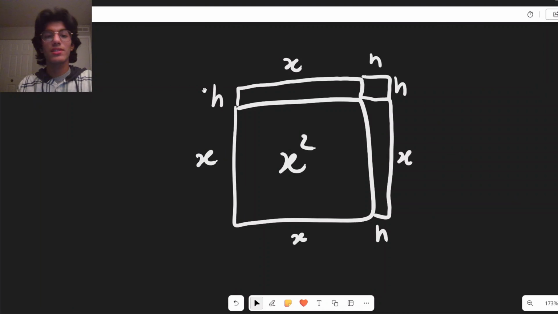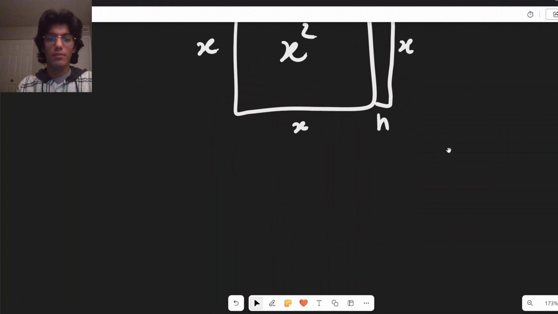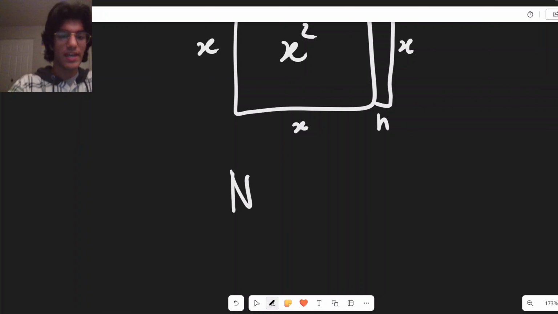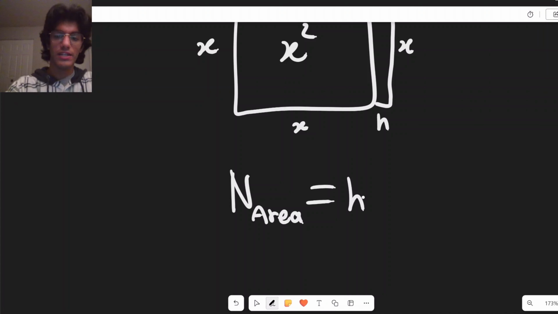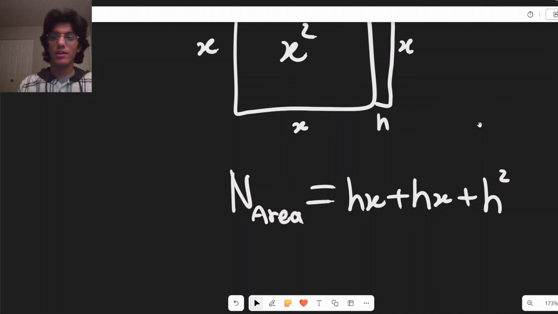Okay, you see these 1, 2, 3, 4, 5, 6 labels I put on here. These basically represent what the lengths are of this rectangle, and this little square that's been made. So now we can take a look at what they actually represent. So the new area, which I'll say is NA, new area, okay, that'll be equal to h times x plus h times x plus h squared. Okay, we can take a look at this.